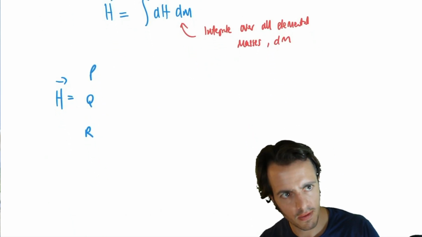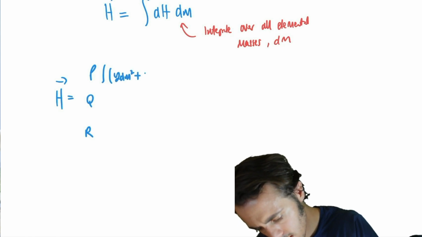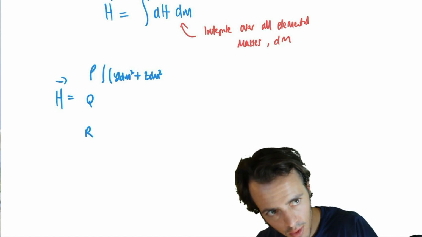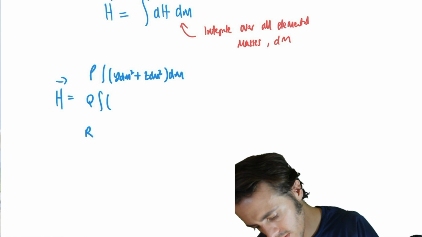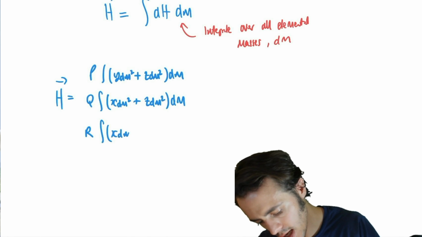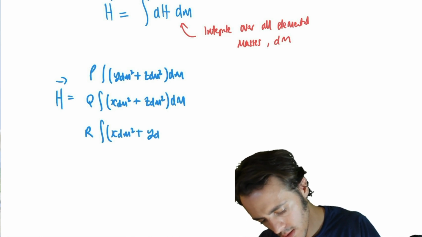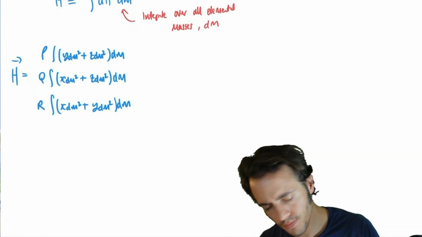So we're then going to have the integral of y dm squared plus z dm squared dm, and the integral of x dm squared plus z dm squared dm, and the integral of x dm squared plus y dm squared dm. So that's our first term.